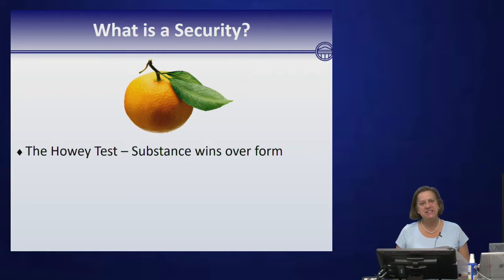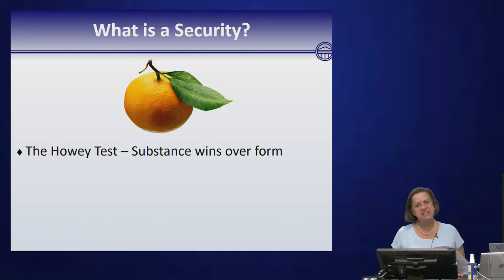So the Howey test is as follows. I'll read this to you. An investment contract for the purposes of the Securities Act means a contract, transaction, or scheme whereby a person invests his money in a common enterprise and is led to expect profits solely from the efforts of the promoter or a third party.